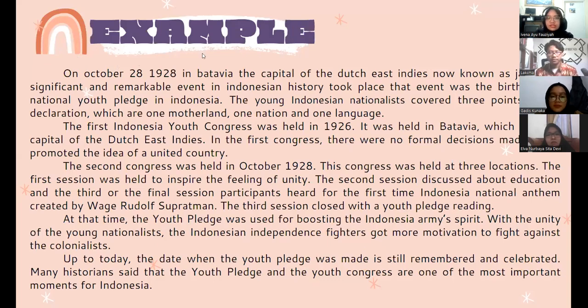Okay, so in this, also please read the example, Laksma. Okay, and then for the second and the third paragraph, please Gadis read this example. And then for the last, please Elva read this example. Okay, great.